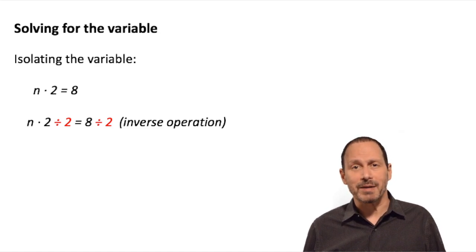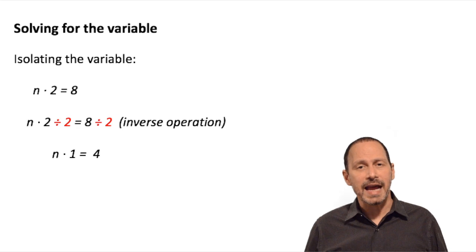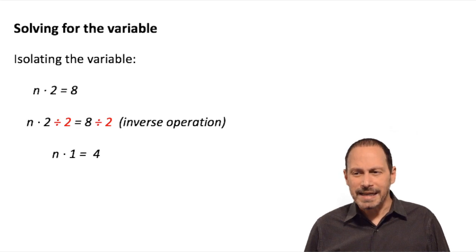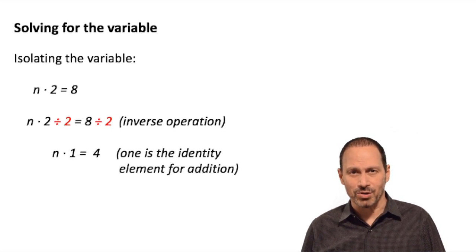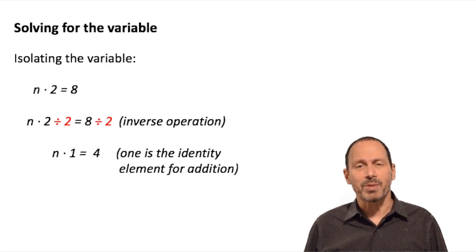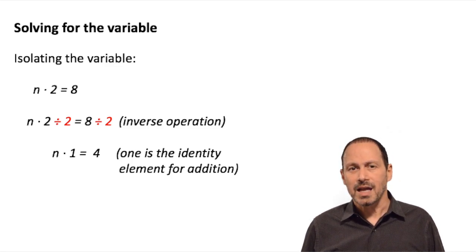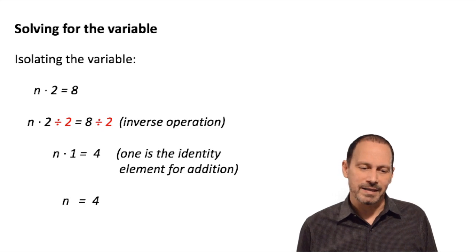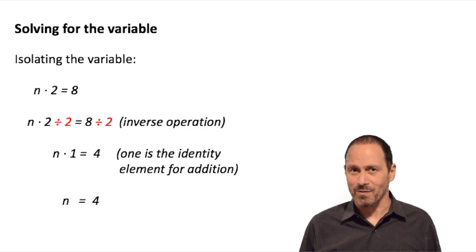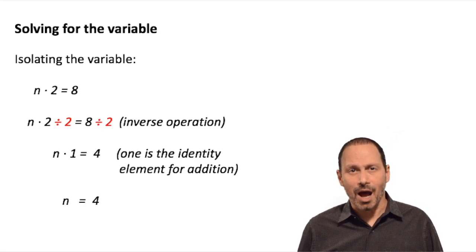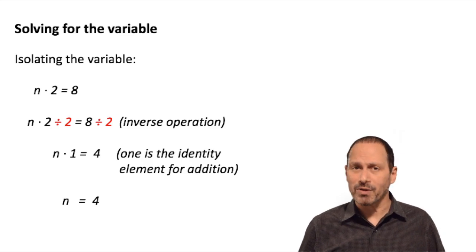Then we have that 2 divided by 2 is equal to 1, and 8 divided by 2 is equal to 4. Now, 1 is the identity element for multiplication. This means that everything you multiply by 1 remains unchanged. So n multiplied by 1 is equal to n, and we have that n is equal to 4. This is how we isolate the variables in addition and multiplication, by performing the opposite operation on both sides of the equation.